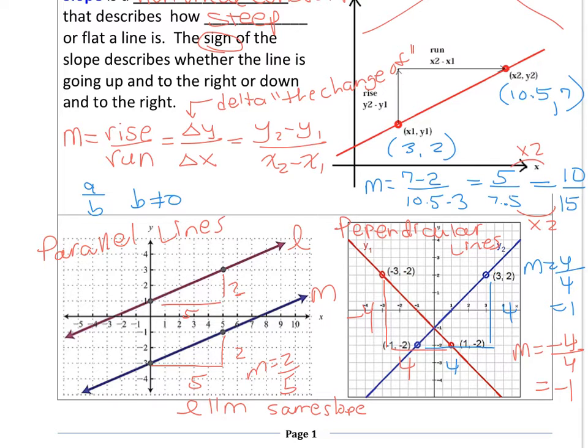So if I called this line, let's say P, and this line S, I would say P is perpendicular to S. And also just remind yourself that the slopes have opposite reciprocals of each other. Okay, just remember that.